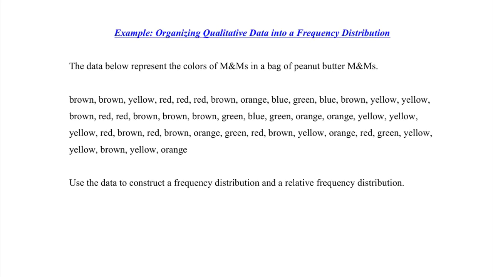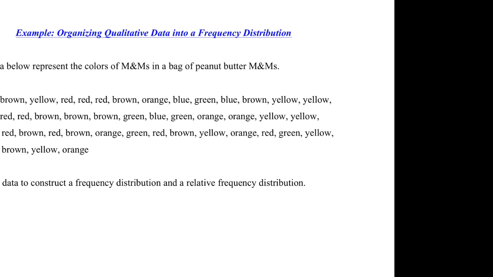Jumping into our example then, we're asked to organize some qualitative data into a frequency distribution. They tell us the data below represent the colors of M&Ms in a bag of peanut butter M&Ms. They give us the raw data that's not organized for us, which means we would have to count this up ourselves because they're asking us to use the data to construct a frequency distribution and a relative frequency distribution.